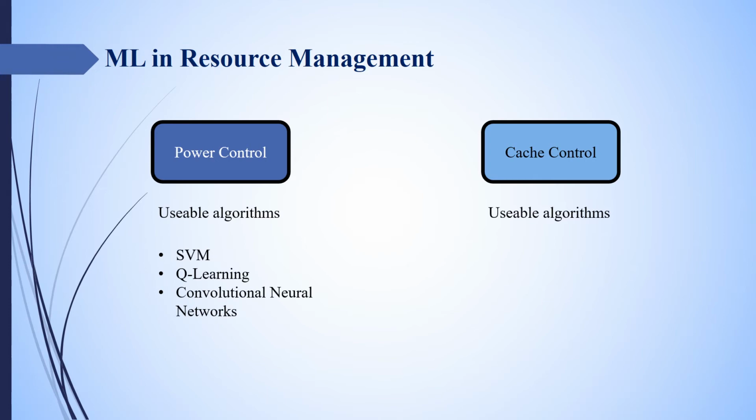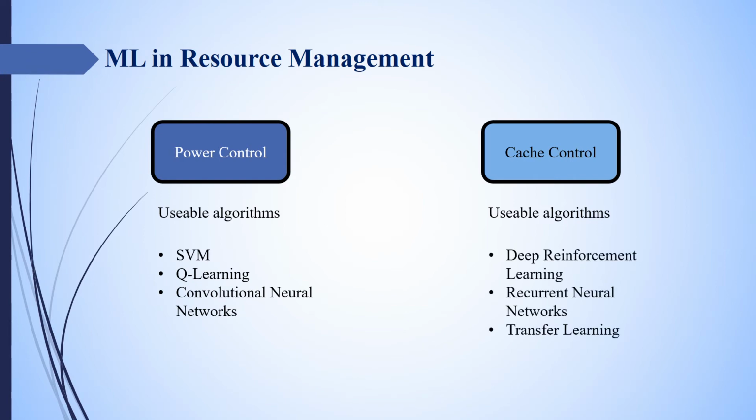In the cache control, we have somewhat unsupervised machine learning and reinforcement learning. We can apply deep reinforcement machine learning, recurrent neural networks, and transfer learning. These are all comparatively new types of reinforcement machine learning that have been developed, but still these can be applied to these two particular controls in resource management.